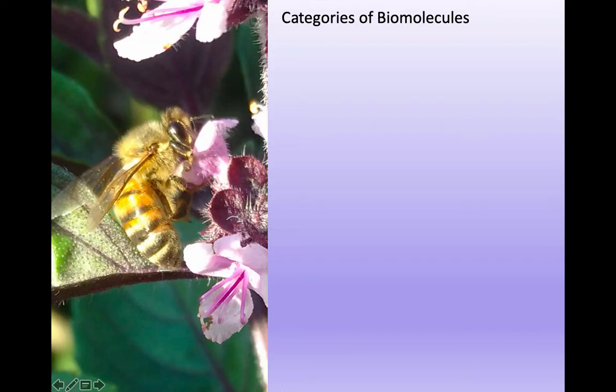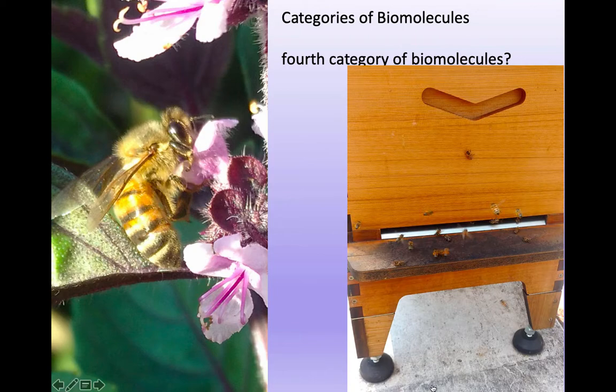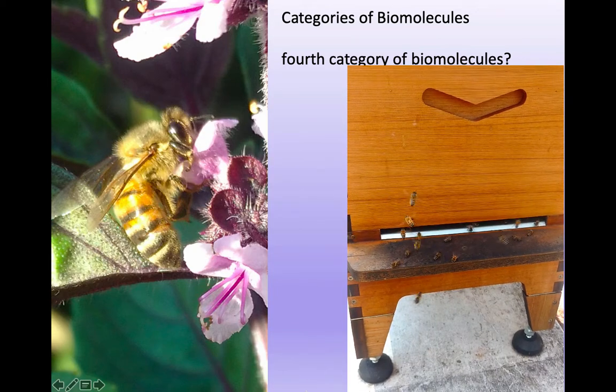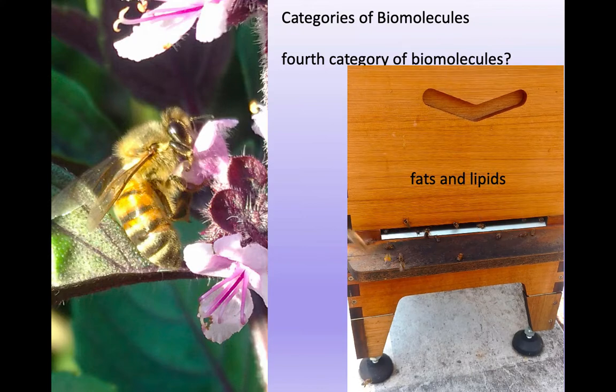So we've covered all of the categories of biomolecules except for one. And which one is that? For that answer, we now have to travel back to the bee's home, back to the beehive, where the bees use the honey to make a number of substances, such as wax. Wax is a biomolecule that falls in the category of fats and lipids.